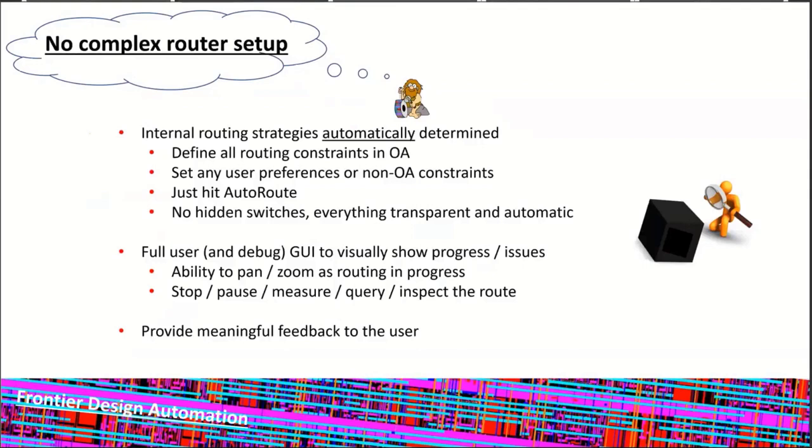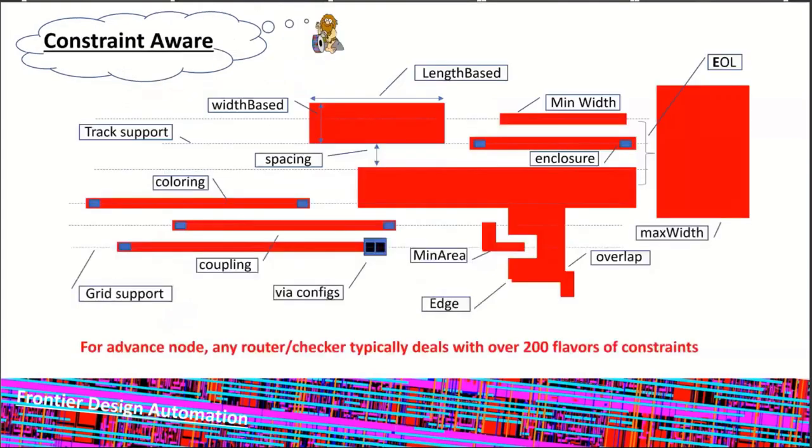All the constraints should be defined in OA. Any user preferences or non-OA constraints could be defined outside of it. And basically, you just hit auto route. No hidden switches, no black box. Everything should be transparent. Should have a full user debug GUI to show the progress as it's routing. You should be able to pan, zoom, measure, query, inspect the routing as it's going. And then the big thing is providing meaningful feedback for the user.